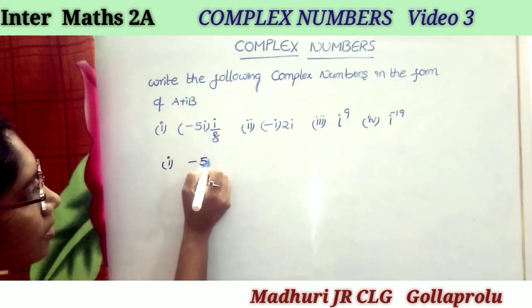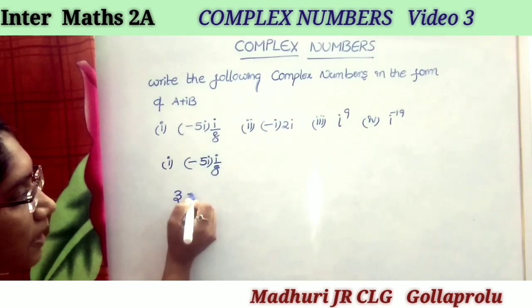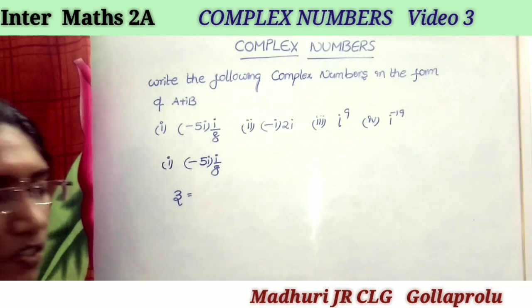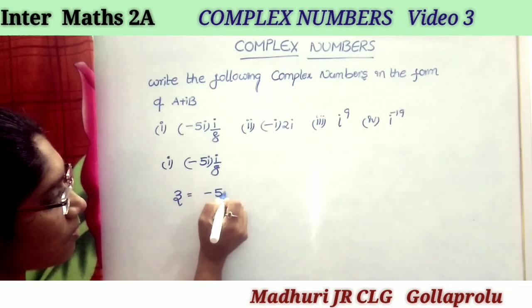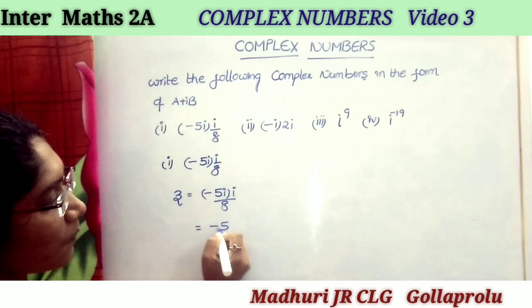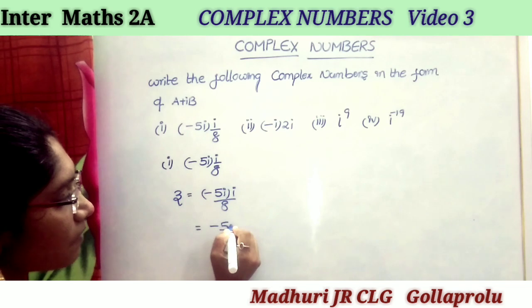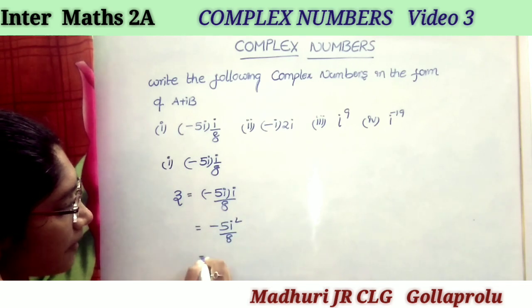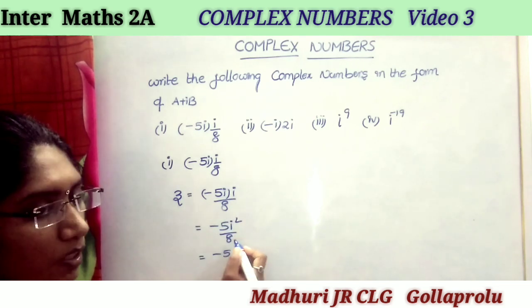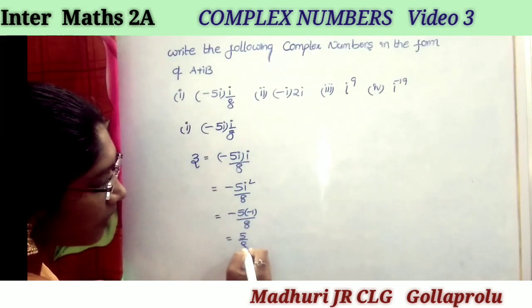The first question is minus 5i into i by 8. Okay, so first I take that this value is equal to z. That is, z is equal to minus 5i into i by 8. Now this is equal to minus 5 into i square by 8. Minus 5 into, but what is i square value? That is minus 1. So the answer is equal to 5 by 8.